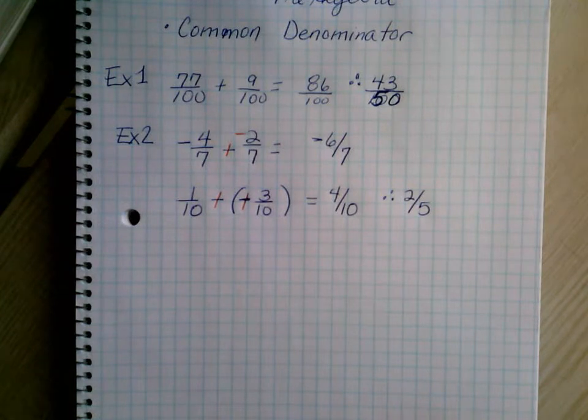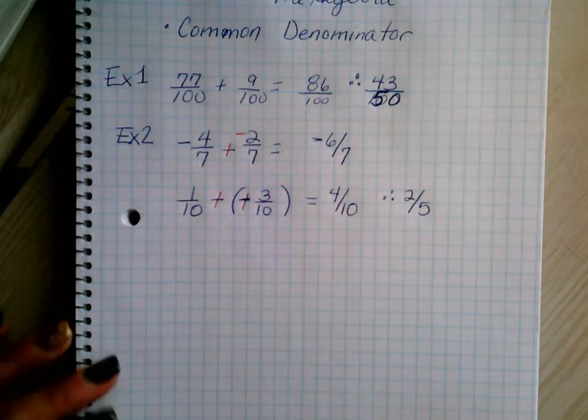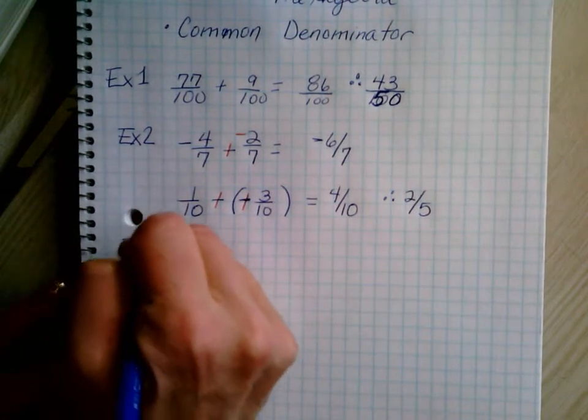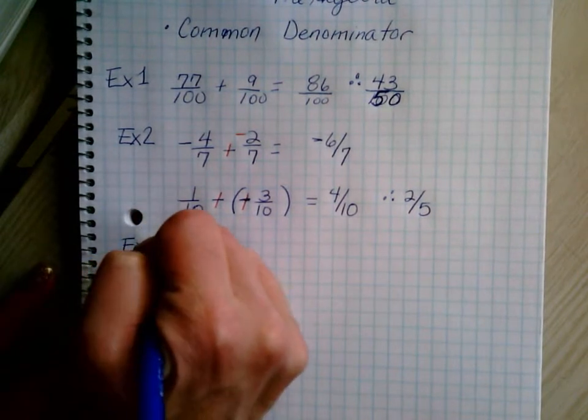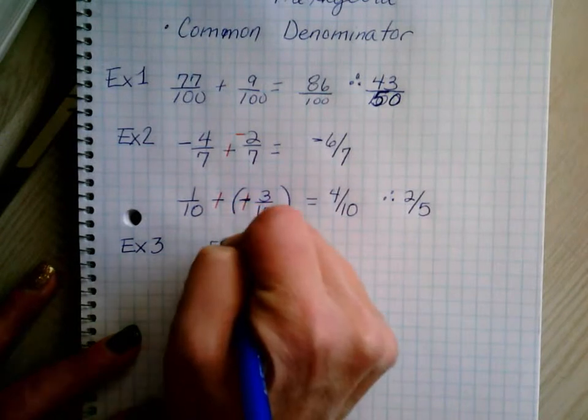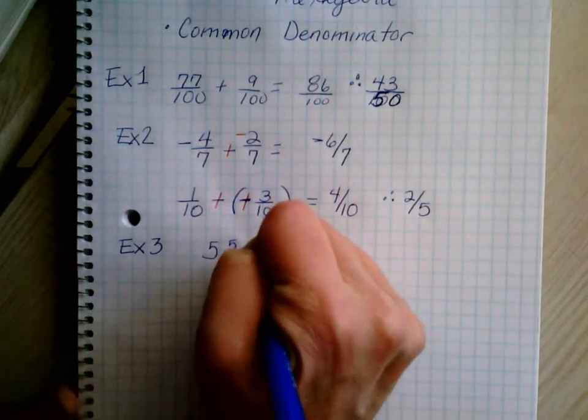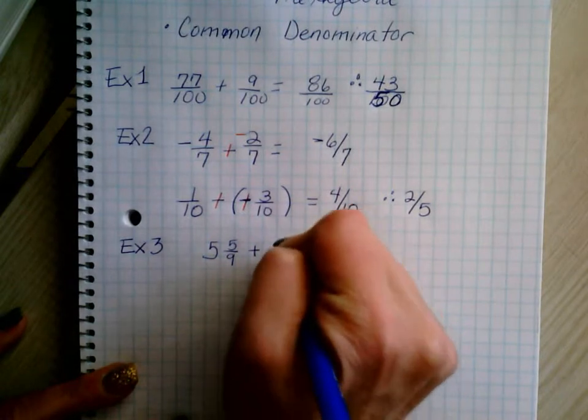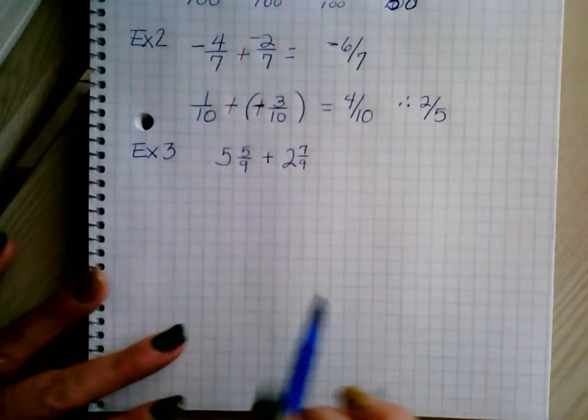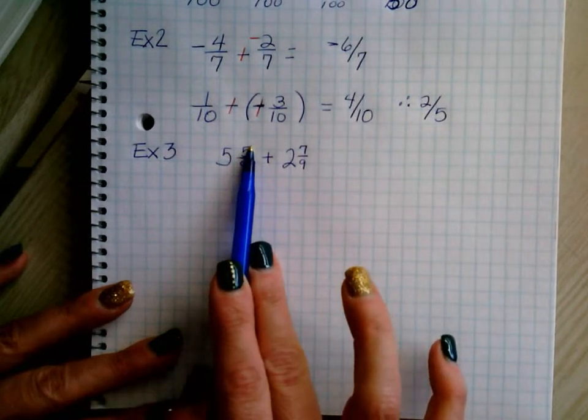Mixed numbers. There's a couple of different ways to do it. This book teaches that the easiest way to add mixed numbers is to convert them to improper, add the numerators, and then convert them back. I really don't care how you do it, but I think that method is really, really helpful and keeps you from making mistakes. So I'm going to show it to you that way. 5 and 5/9 added to 2 and 7/9. Okay. Do you guys remember how to convert these into improper fractions?